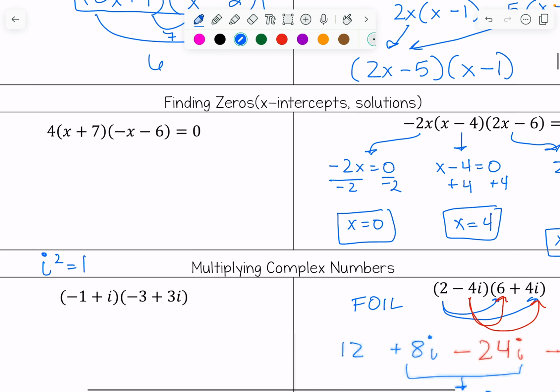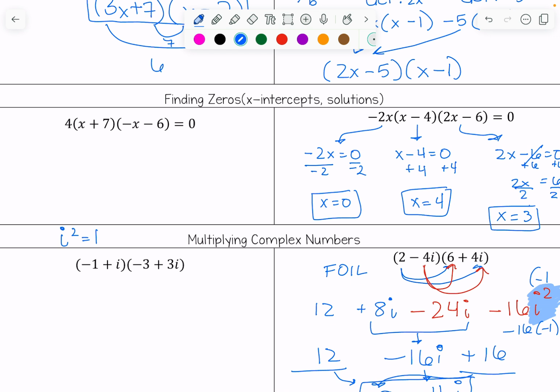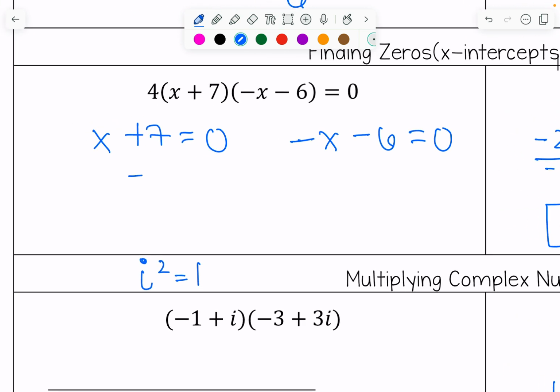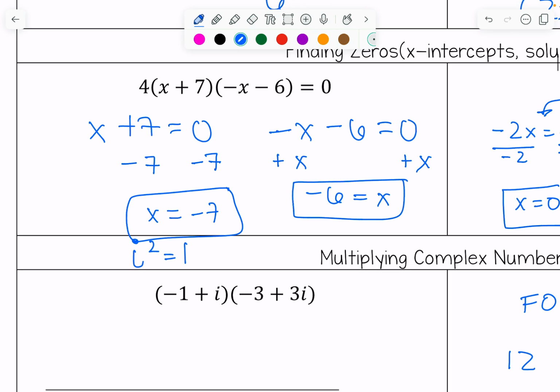Now, when you're finding solutions or finding zeros and you see these parentheses, it means set every x that you have equal to 0 and solve. So we have x plus 7 here equals 0, and negative x minus 6 equals 0. So I'm going to solve them both. Minus 7, x equals negative 7, or add x, because I'm going to make x positive, and I get negative 6 equals x. So those are the two values that are x-intercepts for these.